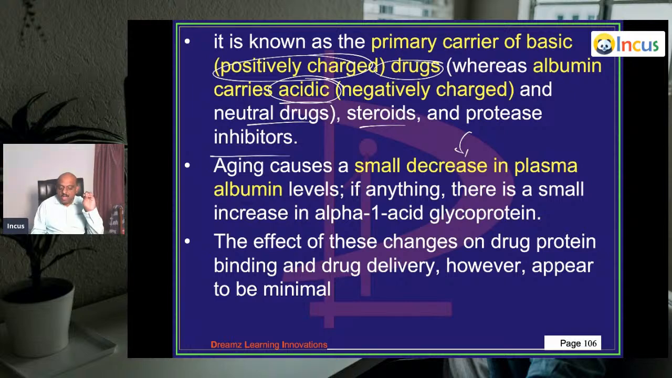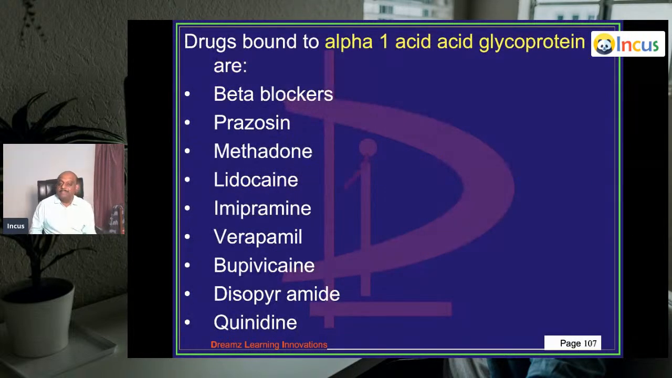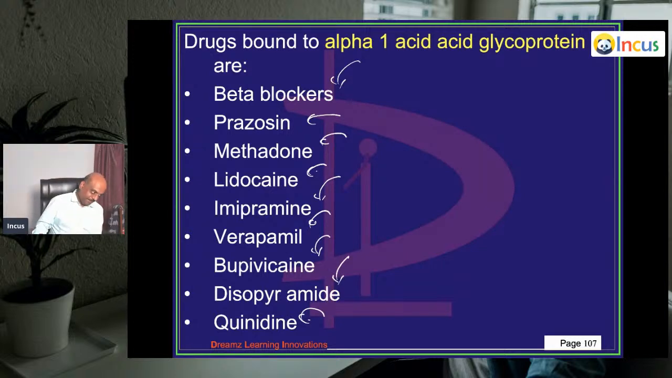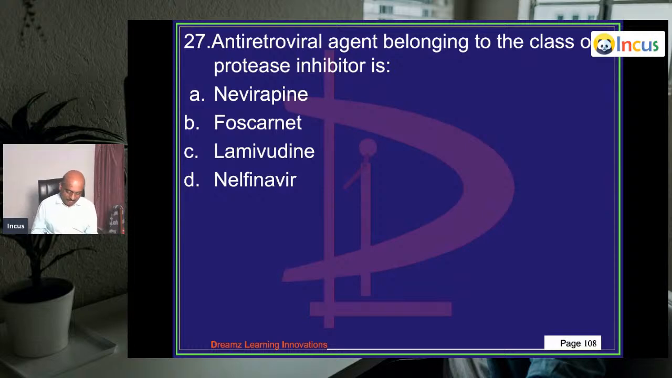And there is a small increase in alpha-1 acid glycoprotein as we keep aging. Now comes the dirty list to remember. Alpha-1 acid glycoprotein, what drugs are bound? Beta blockers, prazosin, methadone, lidocaine, imipramine, verapamil, bupivacaine, disopyramide, and quinidine is what you need to remember.